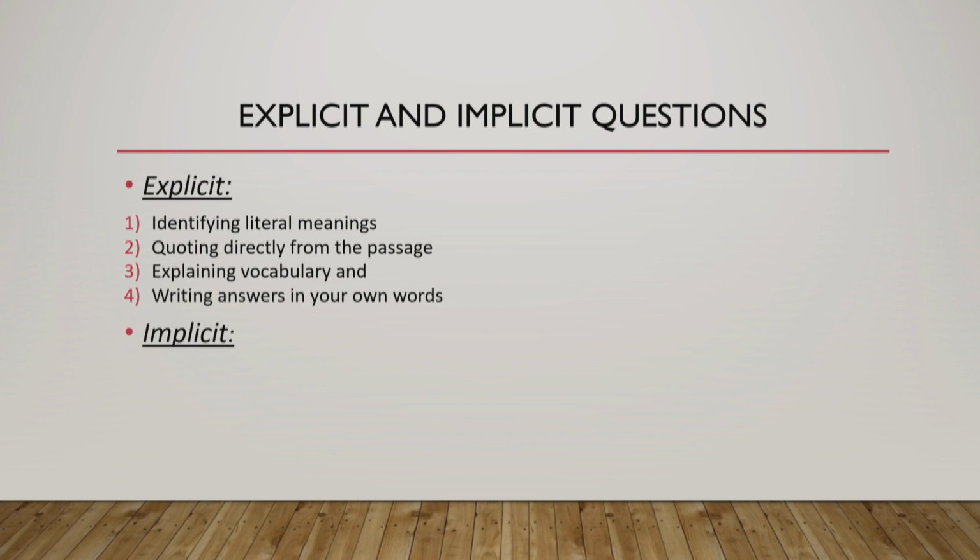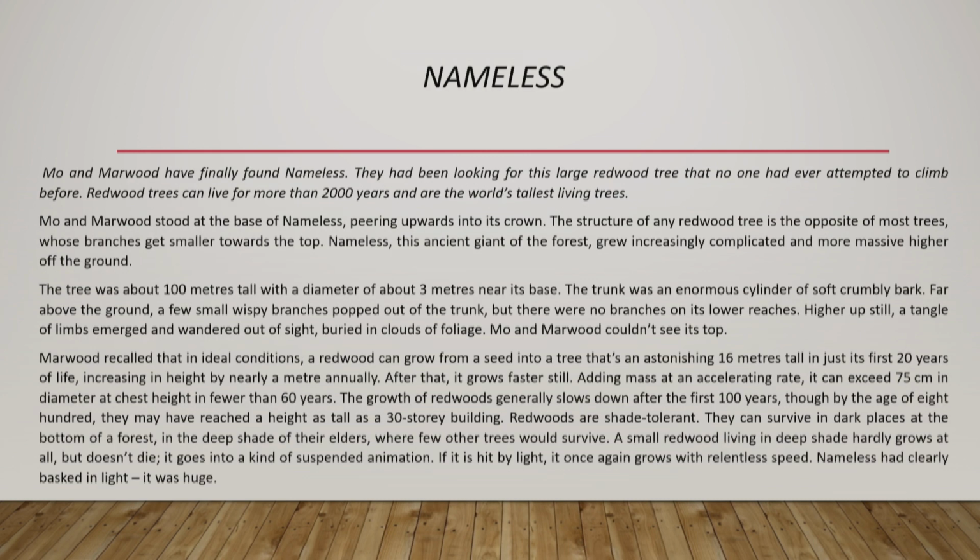Implicit questions refer to inferential questions based on the writer's craft. In other words, these are questions on meaning and effect. Let us now have a look at a comprehension entitled Nameless.